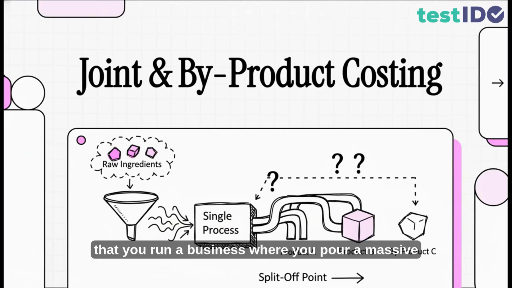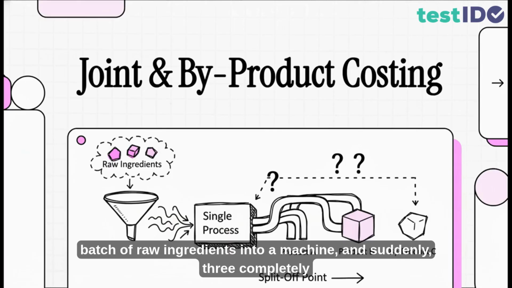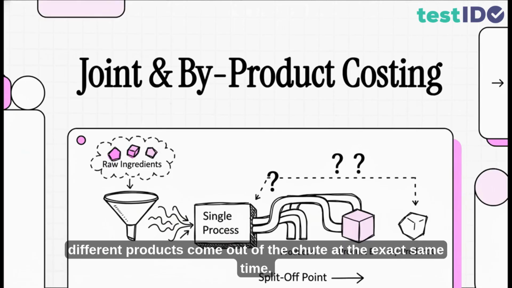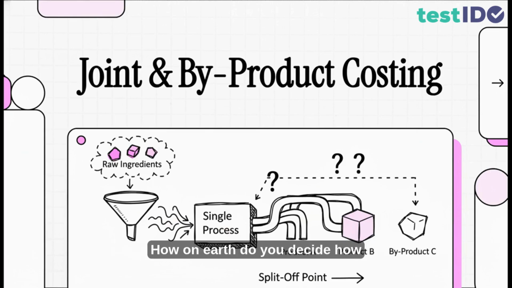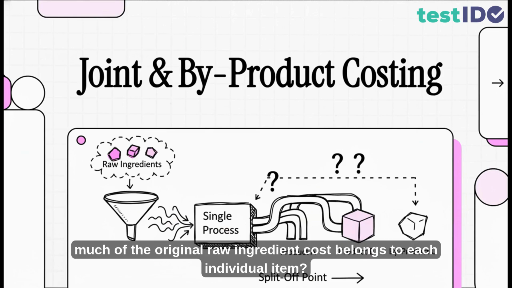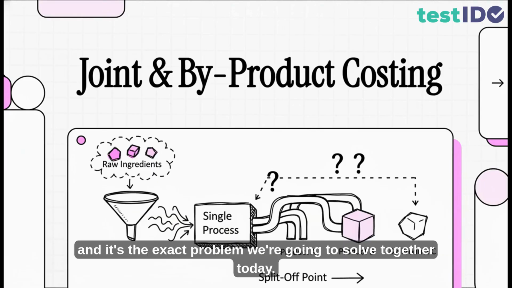Imagine for a second that you run a business where you pour a massive batch of raw ingredients into a machine, and suddenly 3 completely different products come out of the chute at the exact same time. How on earth do you decide how much of the original raw ingredient cost belongs to each individual item? It's like a giant puzzle, and it's the exact problem we're going to solve together today.